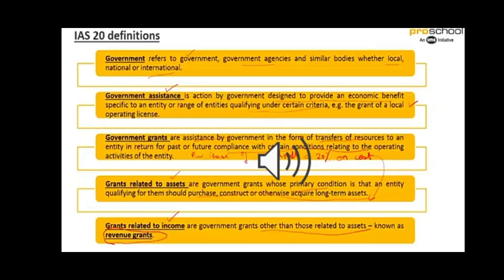Next one, grant related to income. These are not for any particular fixed assets, but for expenses. Let us say in a hospital, for the salary of nurses, the government is giving 30% grant on the salary of nurses. So if the whole salary of the nurses in that hospital is 10 lakhs, then 30% of that is 3 lakhs. So 3 lakh is the grant related to income given by the government to that particular hospital.